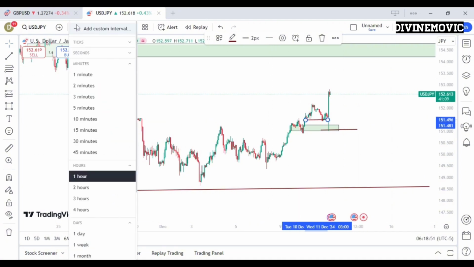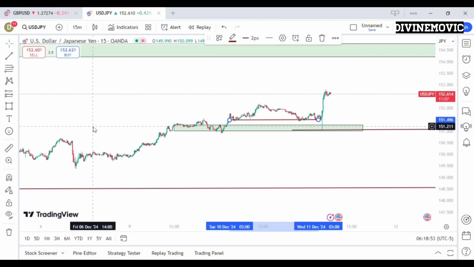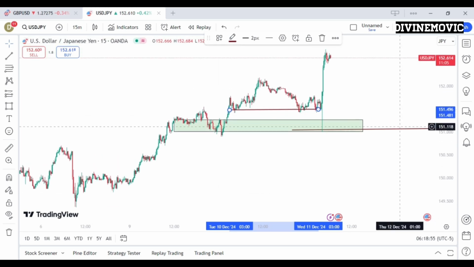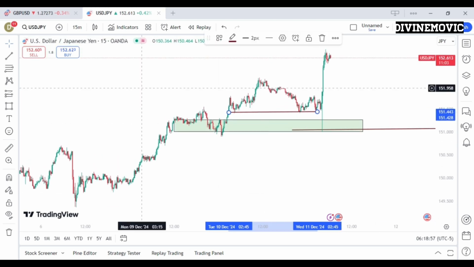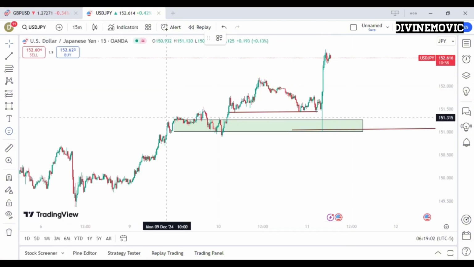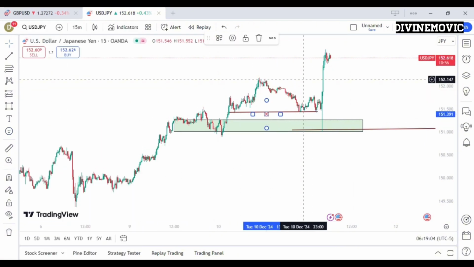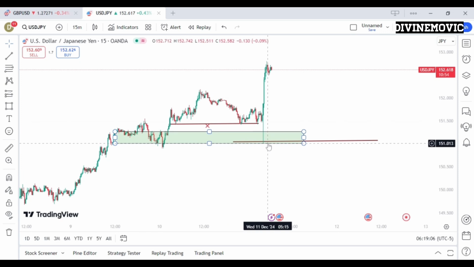Let me take it to the 15 minute time frame so it will not be lost. See what I'm saying here? Price induced equal low here. There's liquidity at that point. That price is reacting from here, and most likely this is a strong low.